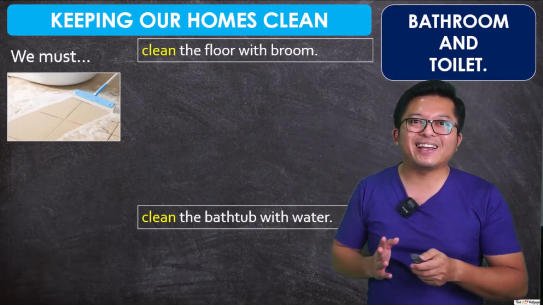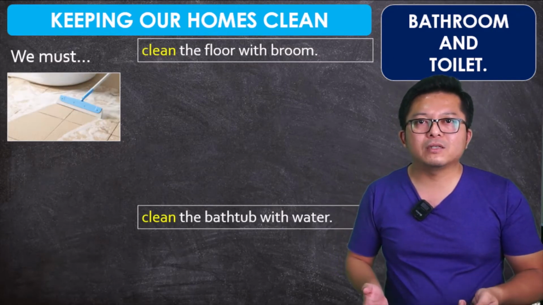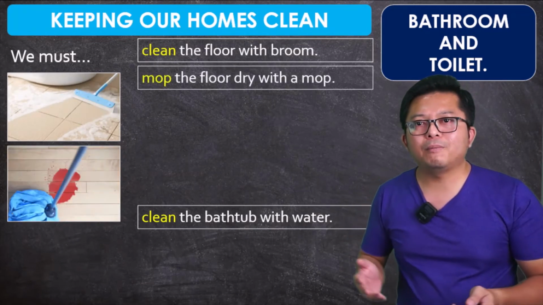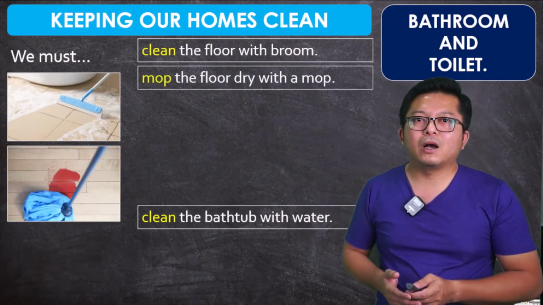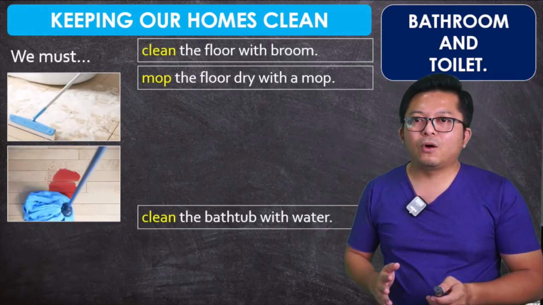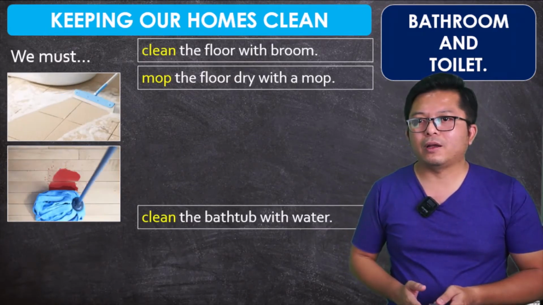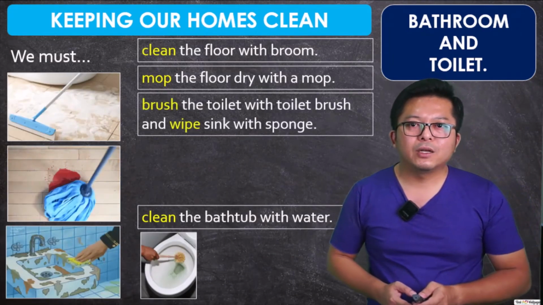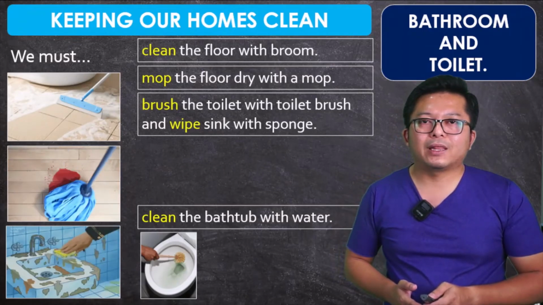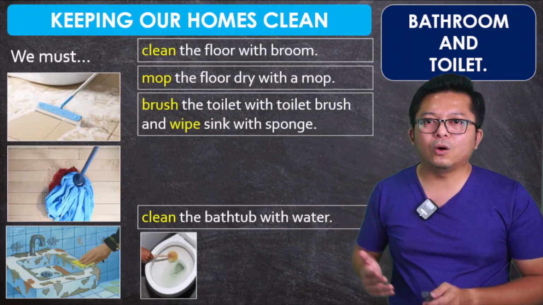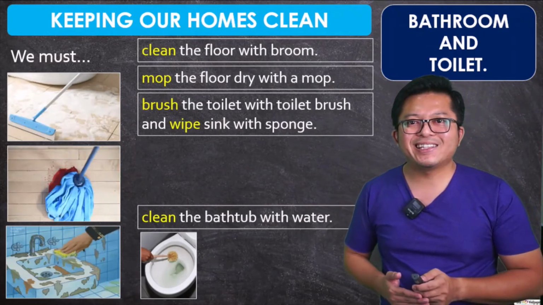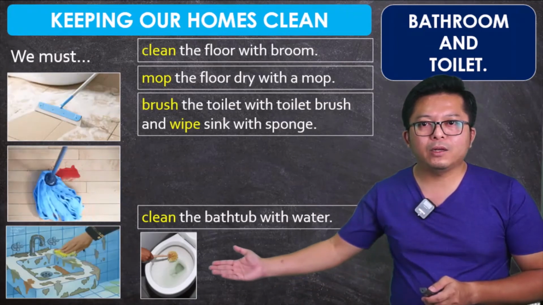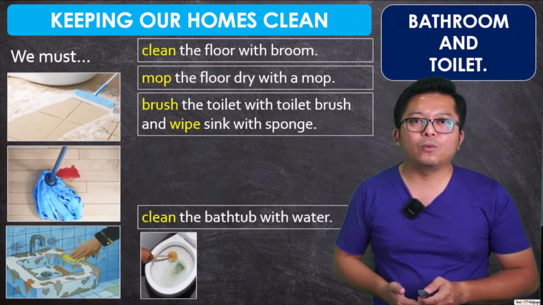Sometimes we have sand on the floor, so sweep it first if it's dry. If it's dry, of course. If it's wet, then you should mop the floor dry with a mop. You mop the floor until it is dry. Okay, next, brush the toilet with a toilet brush and wipe the sink with a sponge. In order to keep our toilet and sink clean, we need to brush the toilet bowl here and wipe the sink with a sponge.